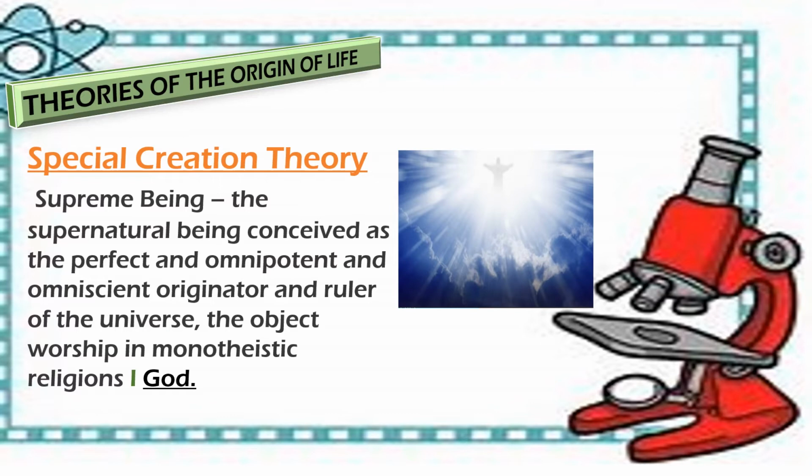First we have the special creation theory. It is the theory of the supreme being, the supernatural being conceived as the perfect and omnipotent originator and ruler of the universe, the object worshipped in monotheistic religion, which is God. Okay, so we have the divine creation.